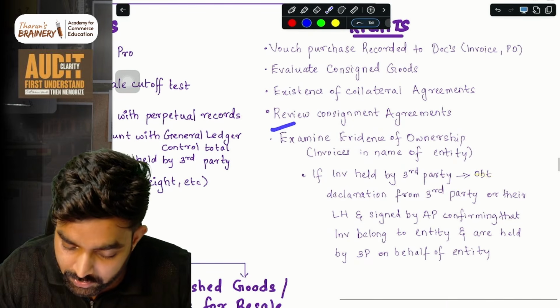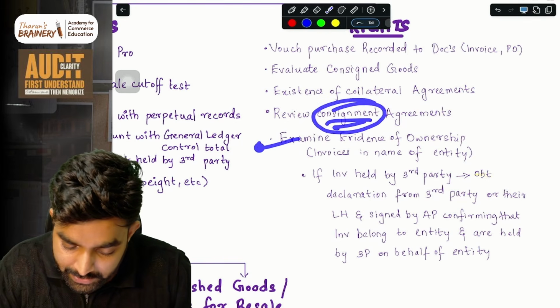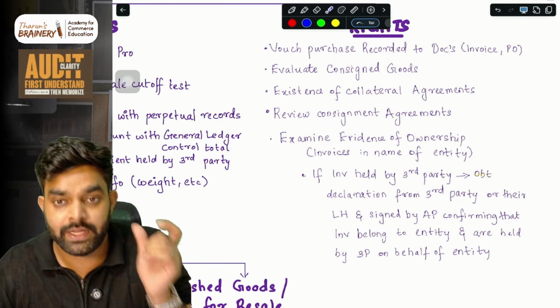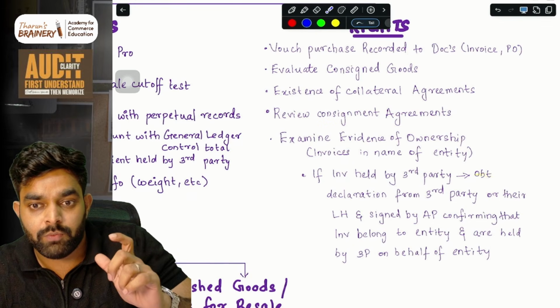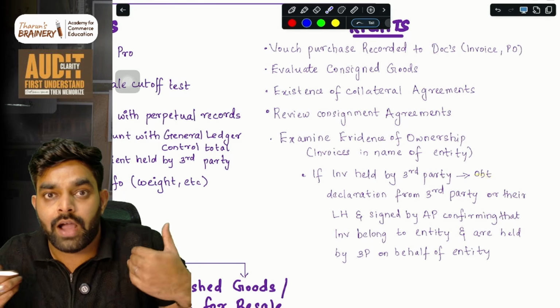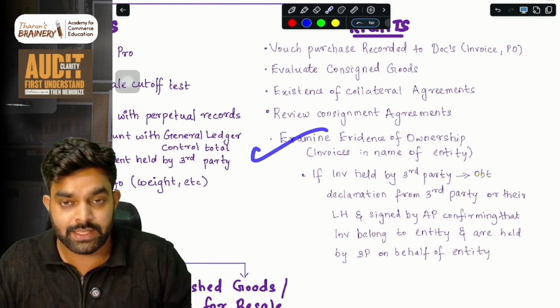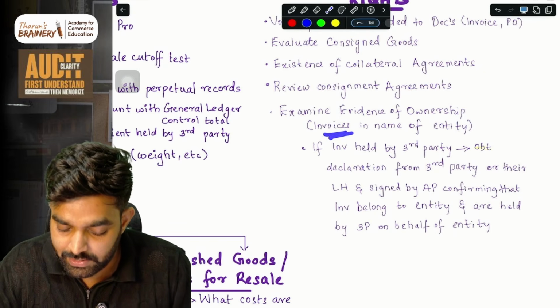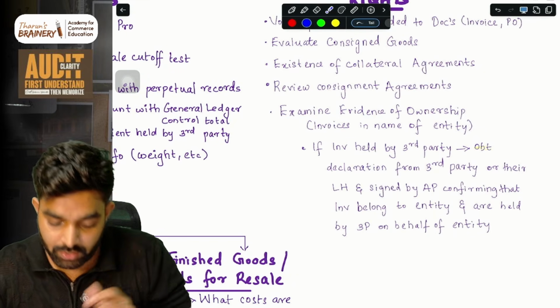Then review the consignment agreements. All the inventories that are consigned, review the consignment agreements. Then examine the evidence of ownership. When the company bought 500 units of inventory from someone, we are the buyer, they are the supplier. So when in the supplier's bill our company's name is coming, that means the company is the owner. So check that. Examine the evidence of ownership, that is, the invoice in the name of the entity itself. Check whether the entity's name is there or not.